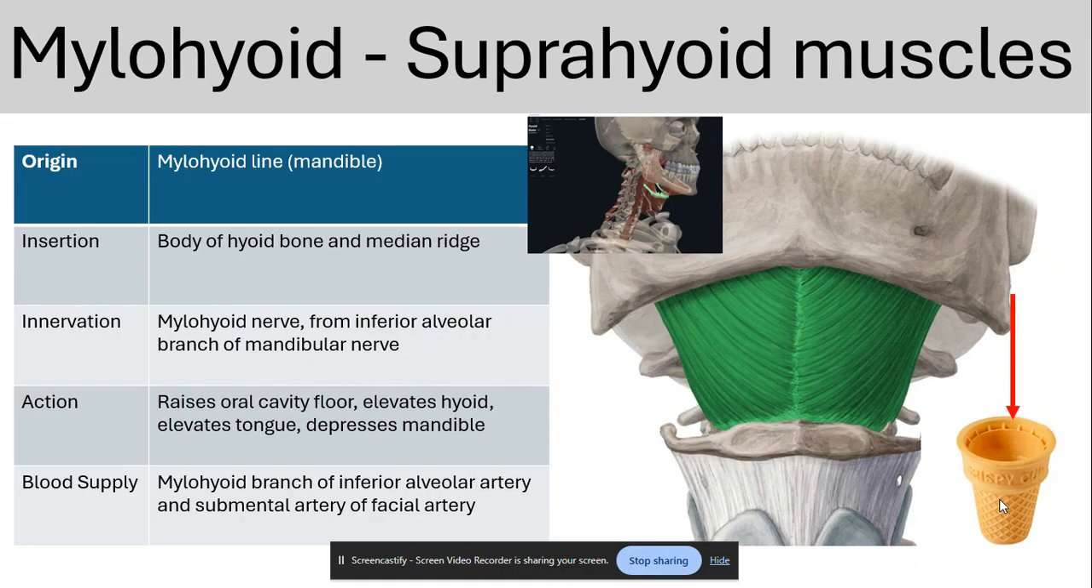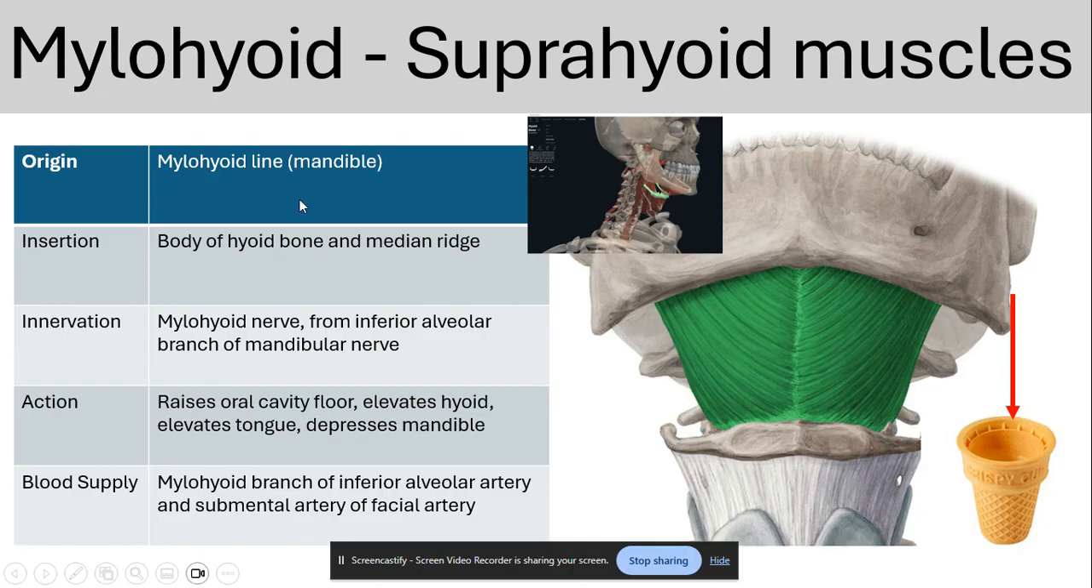Alright, mylohyoid is a suprahyoid muscle, right? Looks like an ice cream cone. So if you're a big fan of crispy cones, this is like an ice cream cone. If you stick this cone under your mandible and between the hyoid bone, you feel like there is actually a mylohyoid muscle there, right?